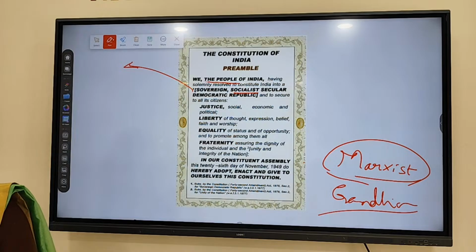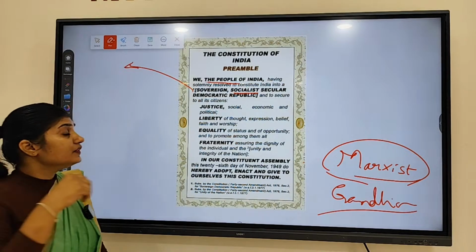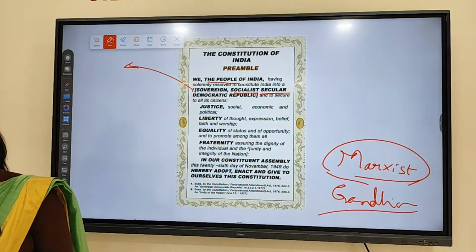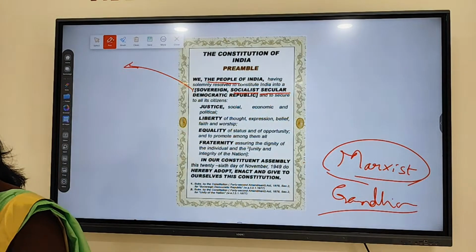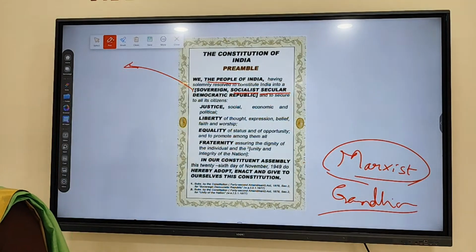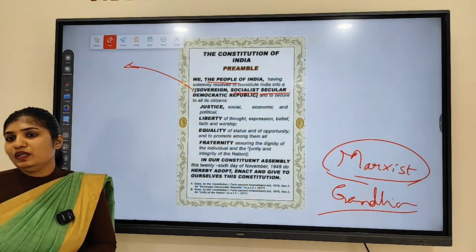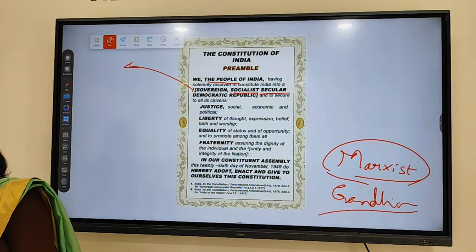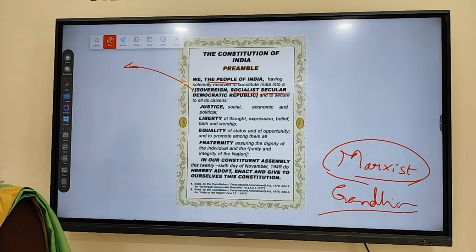Okay. Next one, secular. Write down the secular. Secular means all the religions in our country are equal. Write down: all the religions in the country are equal.